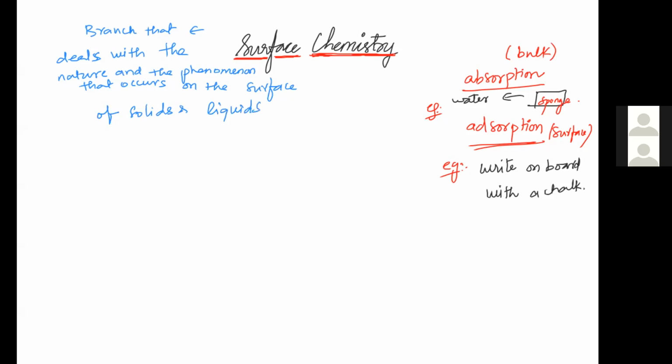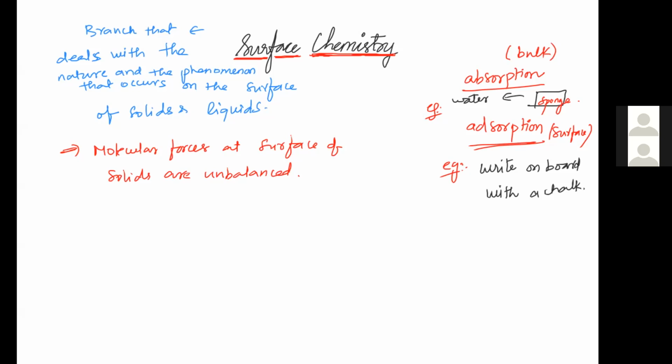The molecular forces present at the surface of solids are not balanced. They are unbalanced. To satisfy this unsaturation, the surface starts attracting gas molecules or liquid molecules or solution droplets, anything which is nearby. So attachment of molecules to a surface is called adsorption.